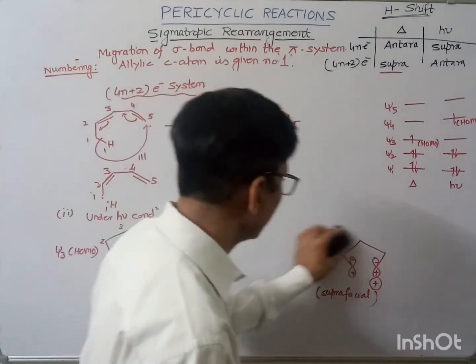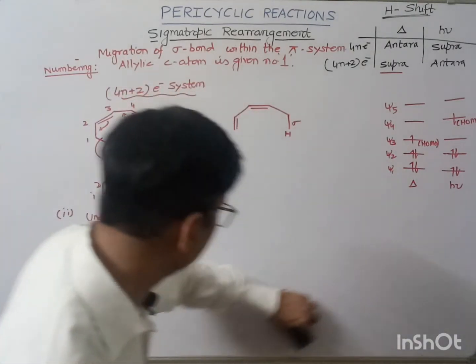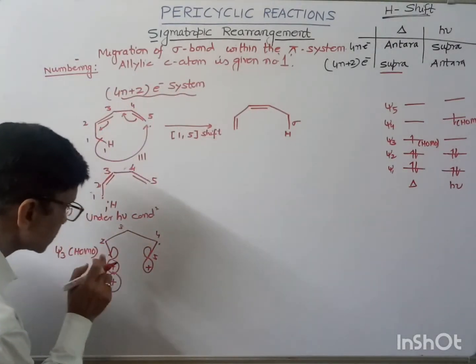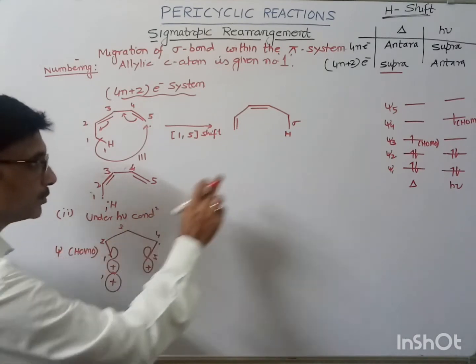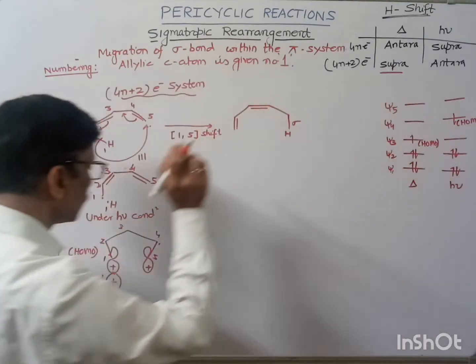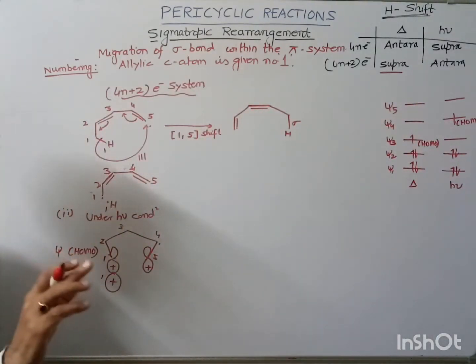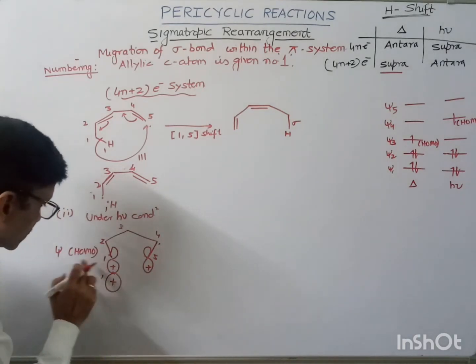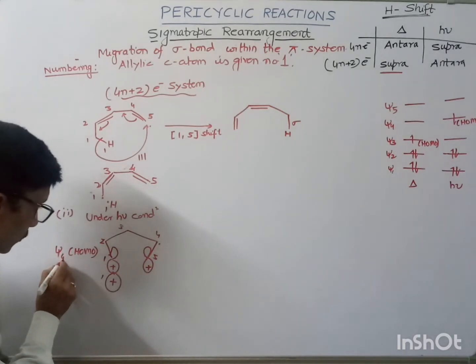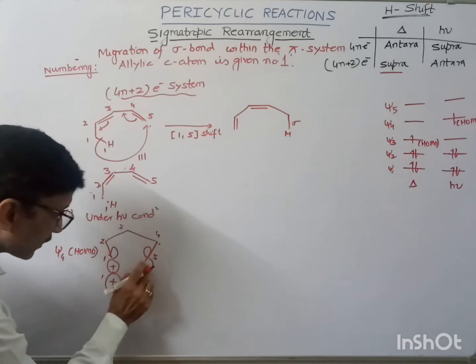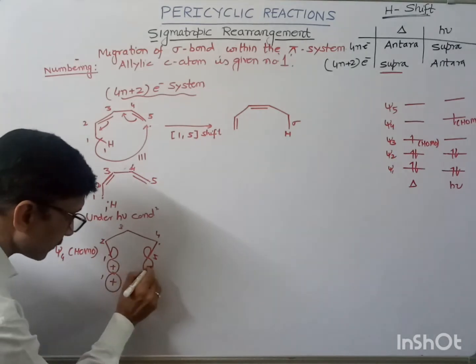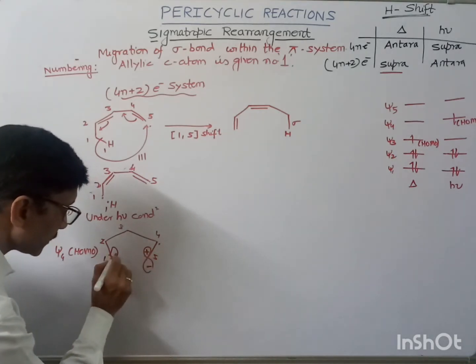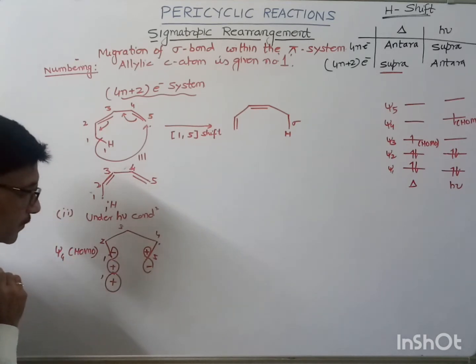Now HOMO would be plus, that is psi4 would be the HOMO, and in psi4 the end orbital will have the opposite sign. So psi4 is the HOMO, end orbital is having the opposite sign, plus and minus. Here I may write plus, here I may write minus.